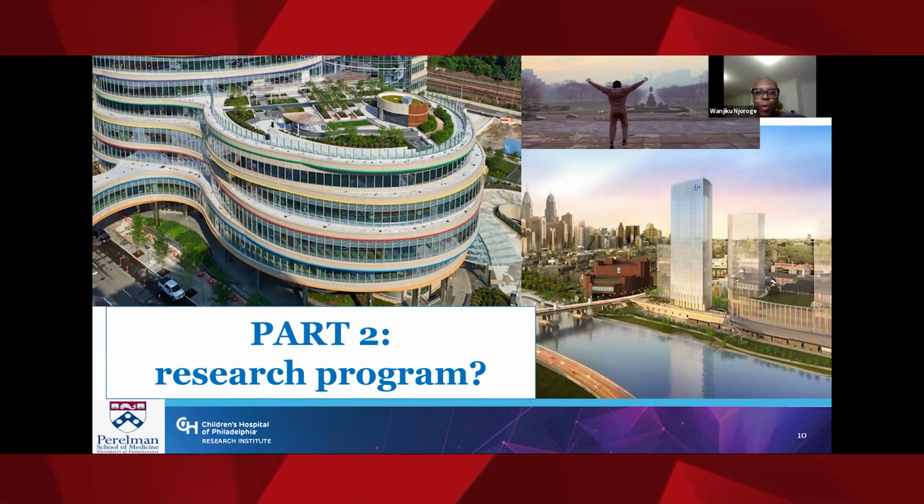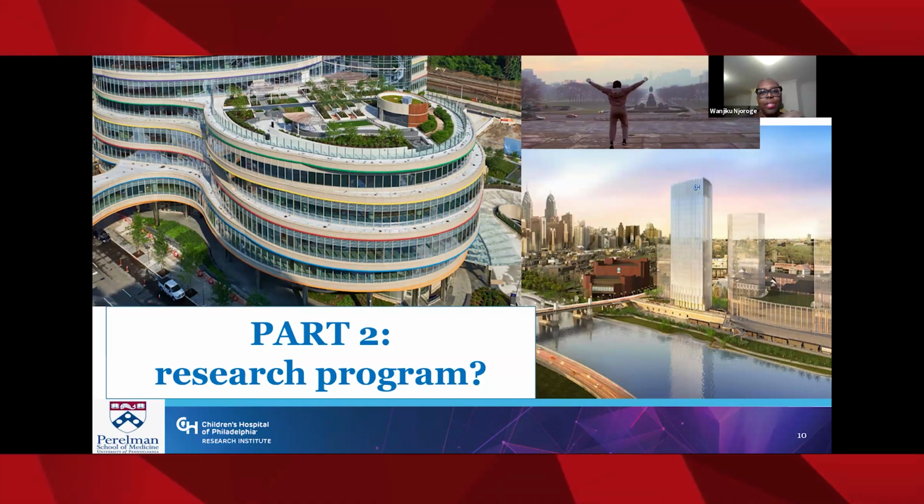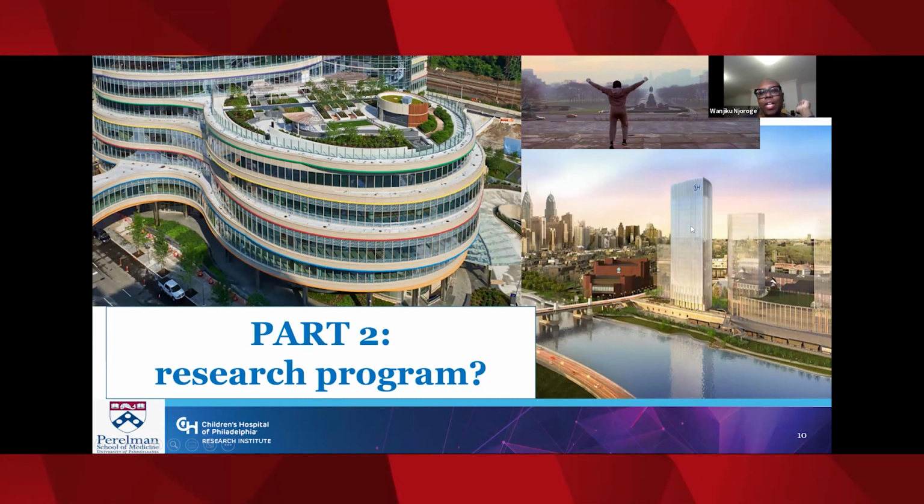So I'd done all this work, right? And now I was back to think about what my program of research was going to be. These two buildings on the screen were not created when I had left Philly. One is our new outpatient clinical hub, Berger, which is where my clinic used to be. My young child clinic was moved to Berger. And then this tower over here on the right is the research tower, which is where my office is.